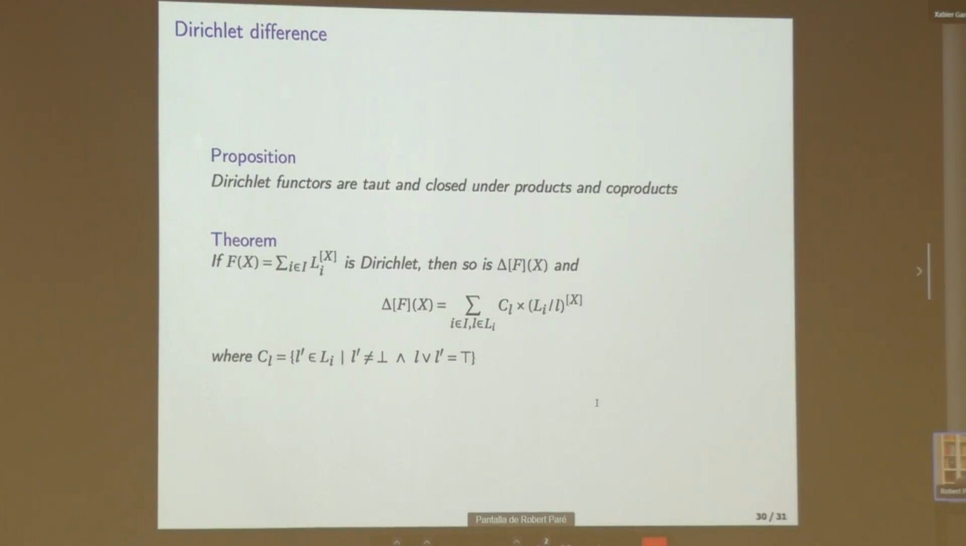And then, if f of x is this Dirichlet functor, then so is delta f of x. And here I can actually calculate what the difference is. It's the sum of these splice L_i to the bracket x, and the sum is indexed by all L's, and then L and L prime such that L join L prime is the top, and L prime is not the bottom.